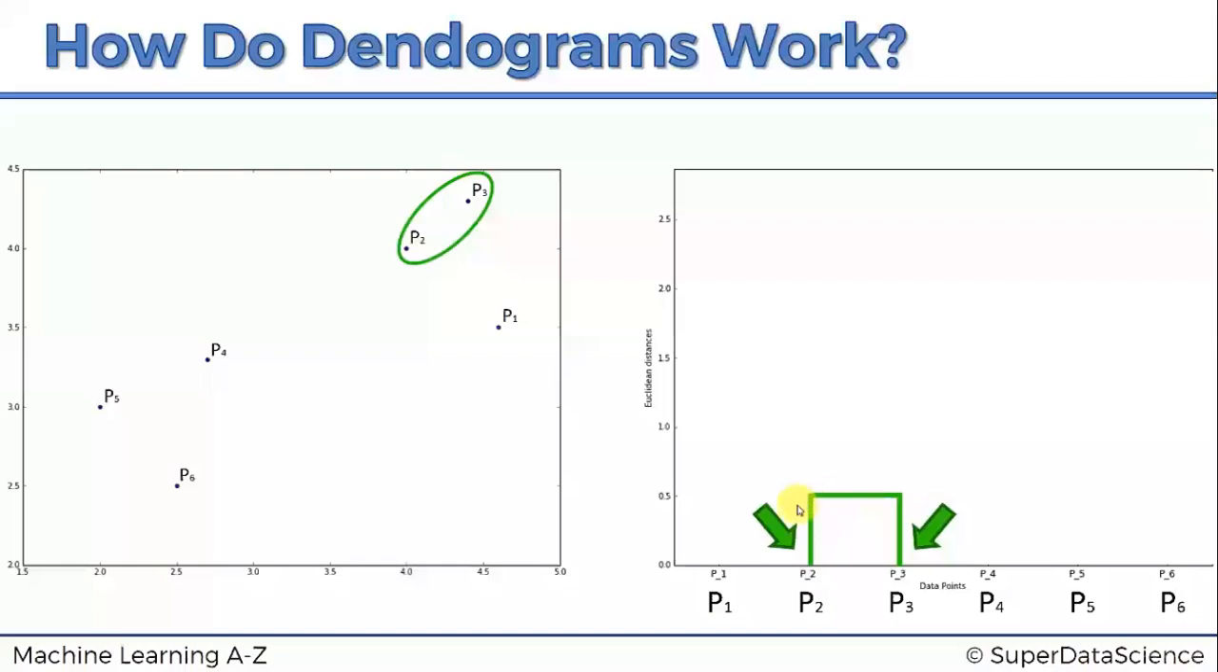And then the bar itself just shows us that we connected P2 and P3. All right, so that's our first step in the dendrogram. Next, we're going to move on and proceed to the next step in our HC algorithm. We're going to perform step 3. So we're going to find the next 2 closest clusters and connect them.